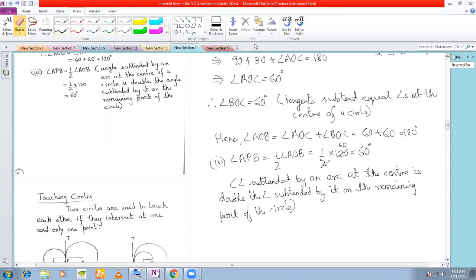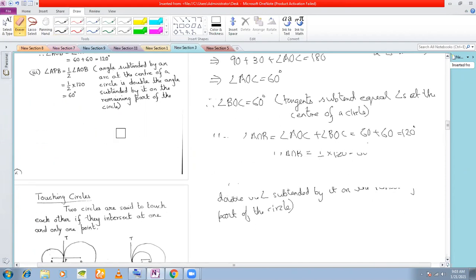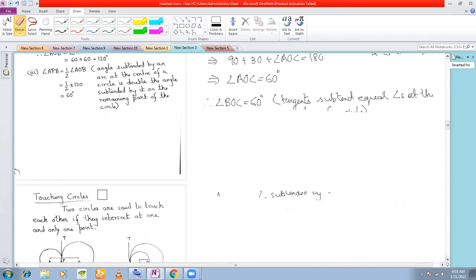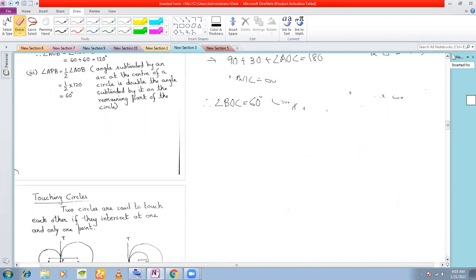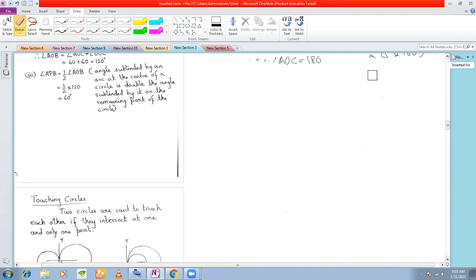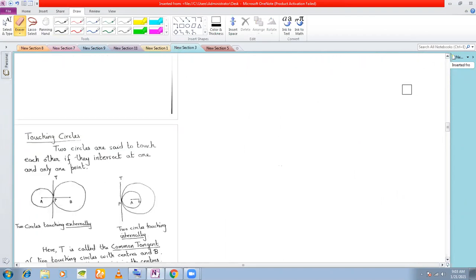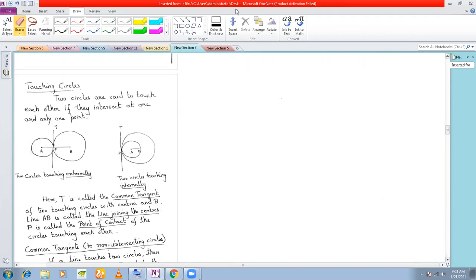We know how a line and a circle touch. When does a line and a circle touch? When a line is a tangent to the circle. That is, when the line intersects the circle at only one point, then we say that it is a tangent. Now, how will two circles touch each other?